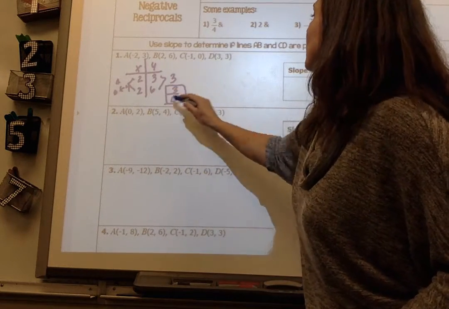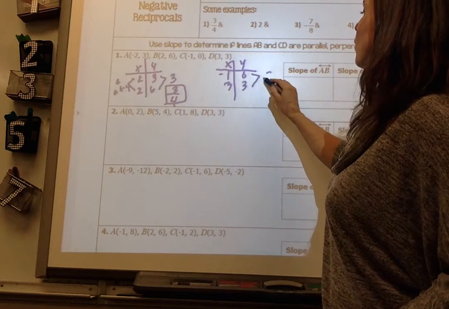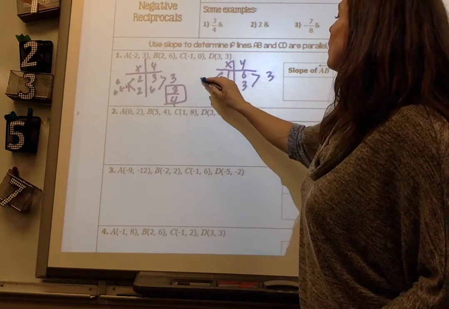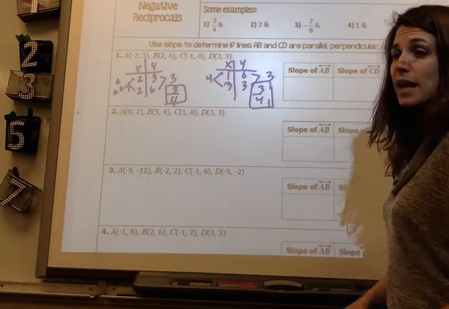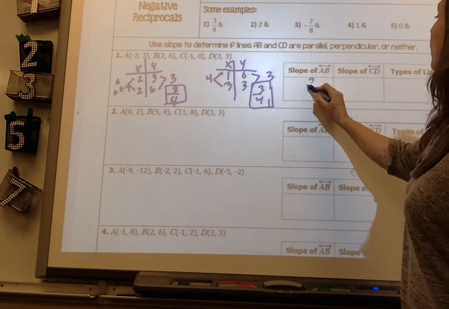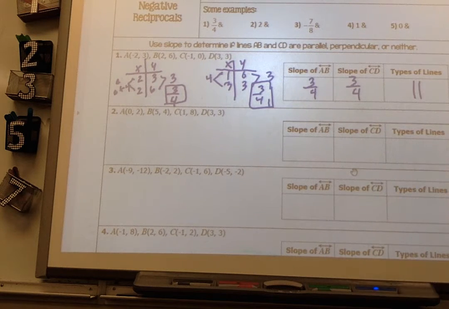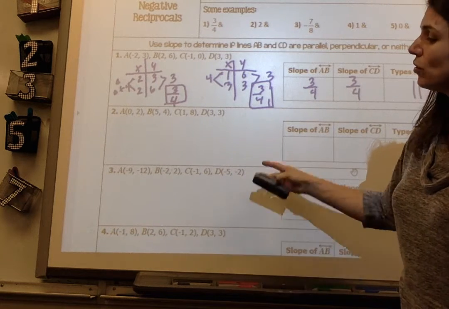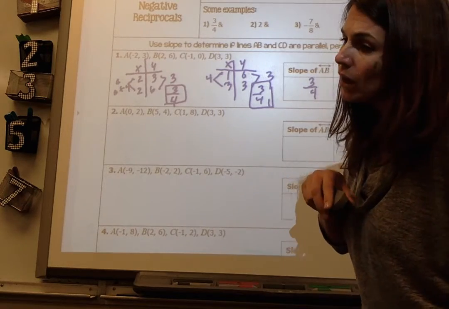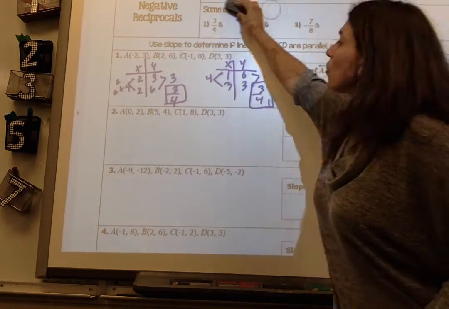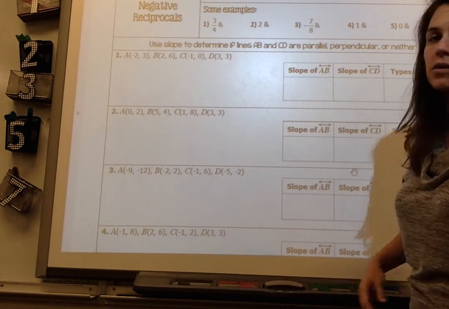My slope for CD is 0 to 3 is 3. Negative 1 to 3 is 4, and I get 3/4. So because my slope is the same, I know that we have parallel lines. So 3/4 and 3/4 make them parallel lines. Go ahead and do 2, 3. Let's take a look at 2, 3, and 4. Why don't you try those on your own? And then you do the work, and I will give you the answer.